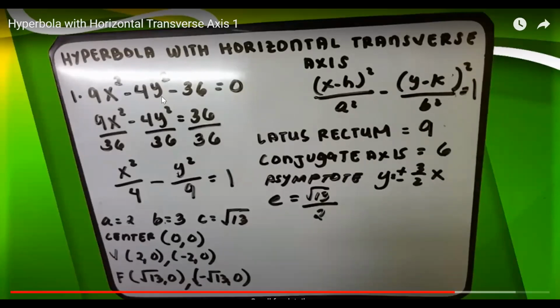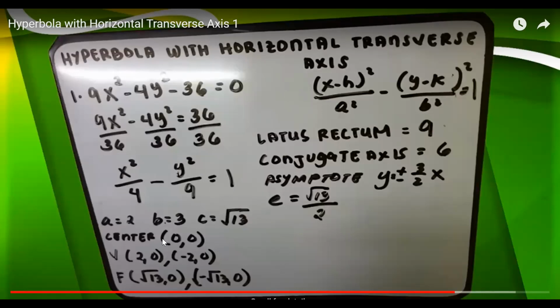So from the given equation, that is 9x squared minus 4y squared minus 36 equals 0. So we translated it to its standard form of a hyperbola with horizontal transverse axis. So ang naging sagot natin is x squared over 4 minus y squared over 9 equals 1. So this is already in standard form. And then from the standard form, we identified h and k, a, b, and c. So for c, we had a computation. That is the Pythagorean theorem, and then we got the square root of 13 as the value of c.